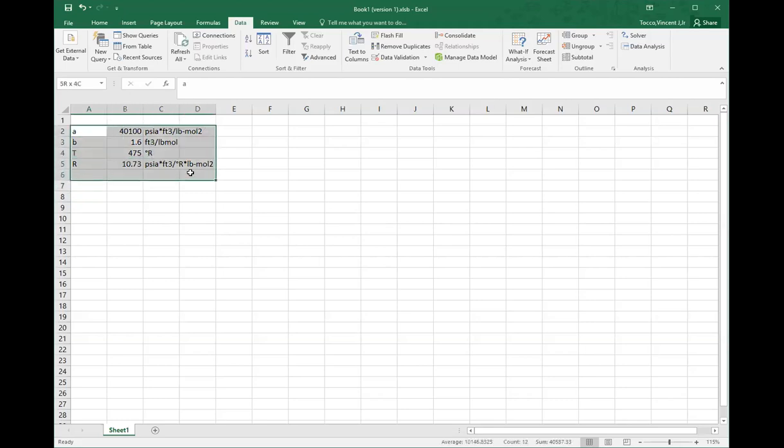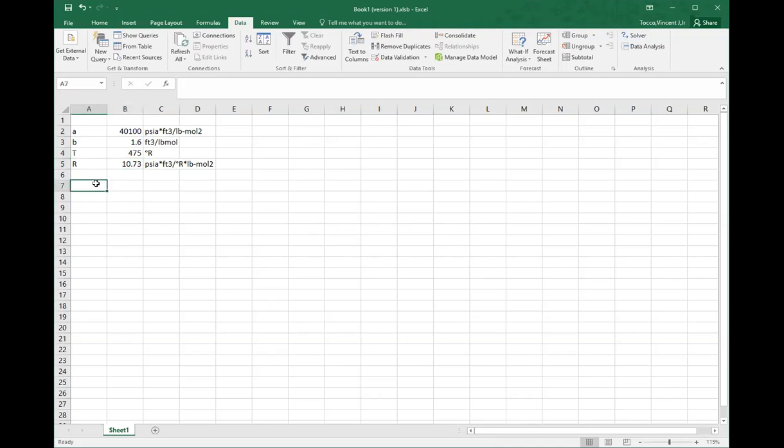So what I meant to show you is that I have the input data already. I've got values for the van der Waals constants A and B. I've got a temperature, noting that it is degrees Fahrenheit plus 460. That'll give me degrees Rankine. And then I looked up the value of the gas constant for the appropriate units.